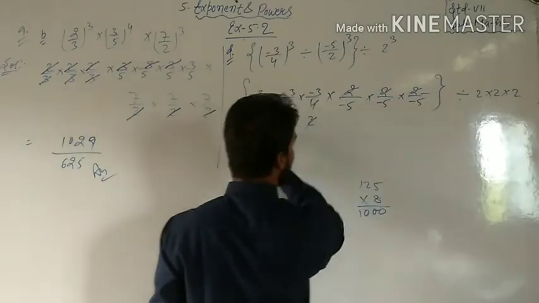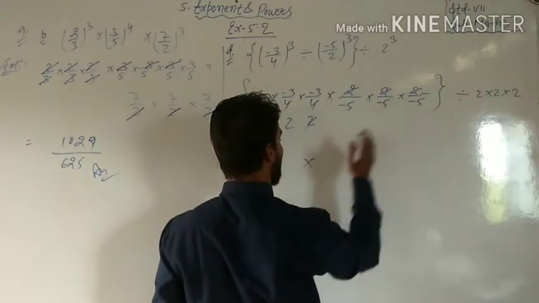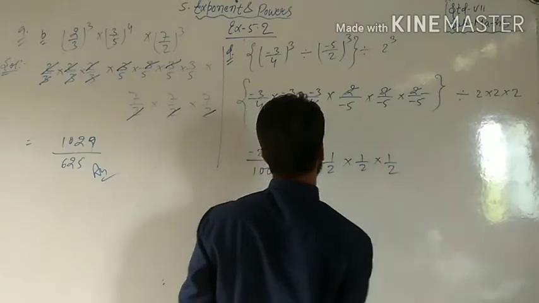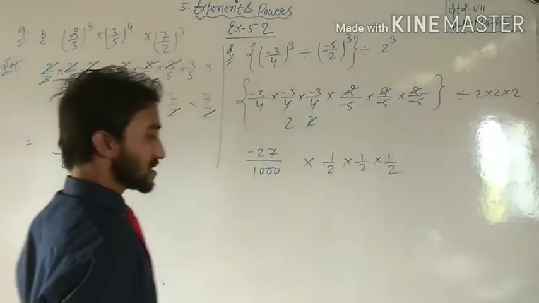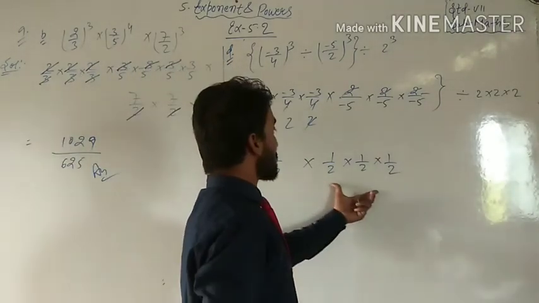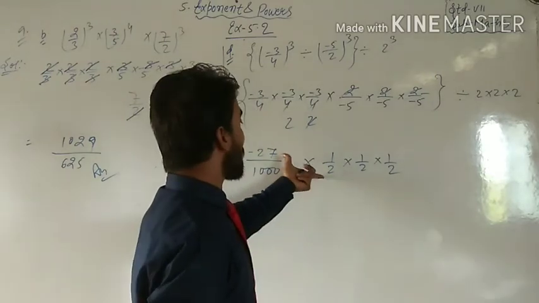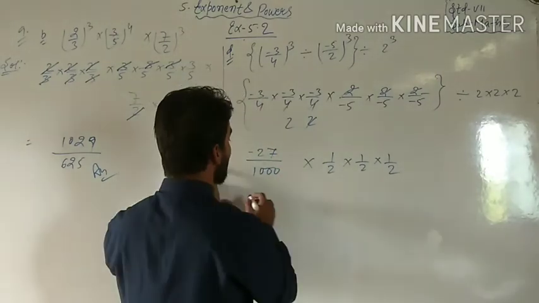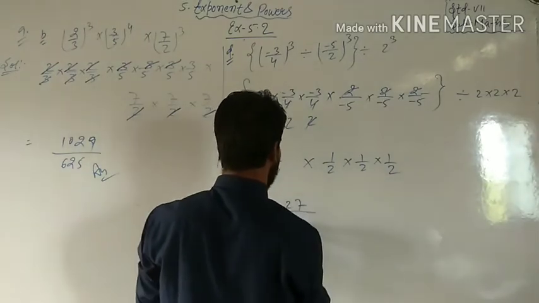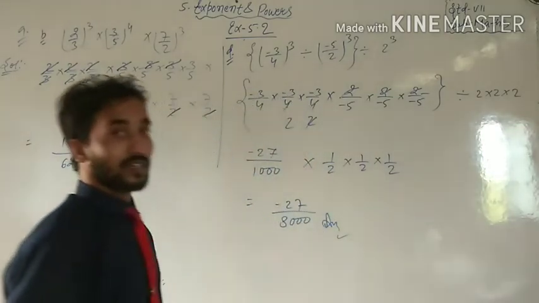When this bracket is removed, what will be done? It will be replaced by multiply, and the number that is given will become reciprocal: 1 by 2 into 1 by 2 into 1 by 2. Say students, what will the answer be? Minus 27, is it divisible? No. If it is not divisible, then it will be multiplied. Minus 27 by 8000. Students, it will be your answer.